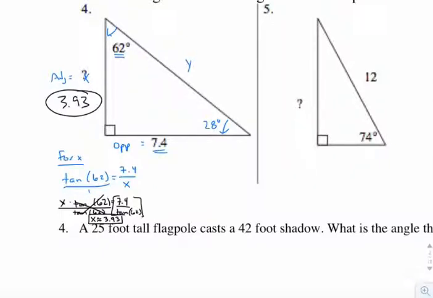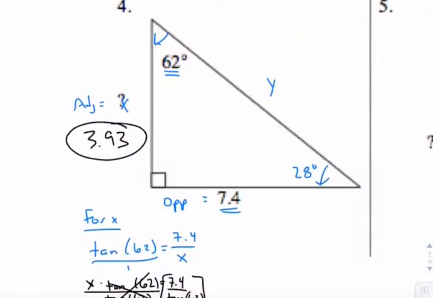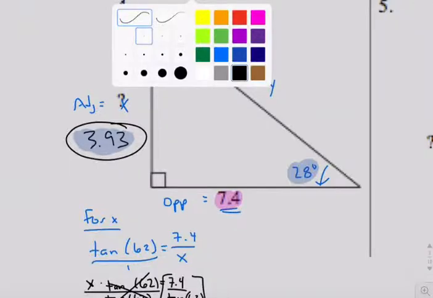Now, if I look at this, it makes sense that 3.93 is my answer. At least it fits what I know about triangles. The angle 62 is across from 7.4. The angle 28, which is of course smaller than 62, should be across from a smaller side length, which it is. If that number would have been bigger than 7.4, that's a red flag telling me I did something wrong. But it's not, it fits, and that allows me to move on and go ahead and solve for y, which I'll do now.